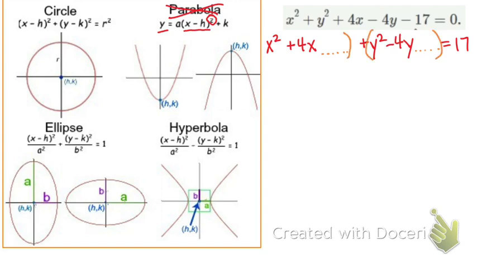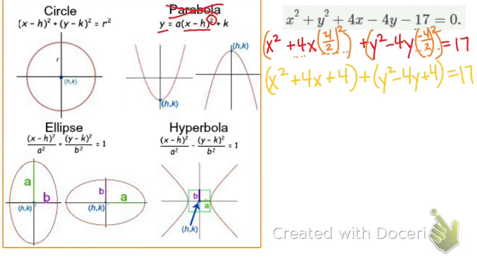We need to figure out what number we need to put inside that parentheses so that it is something squared. So the way you find out what that number is, you take the coefficient of the term that has the x, divide it by 2, and square it. The same for the y's. We take that -4, divide it by 2, and then square it. So let's see what those equal. We had to add 4 with the x's and 4 with the y's. So 4 and 4, we added a total of 8 on the left side, so we need to add 8 on the right side as well.